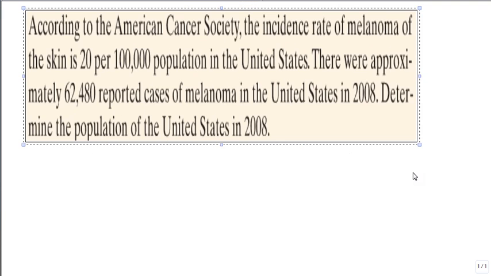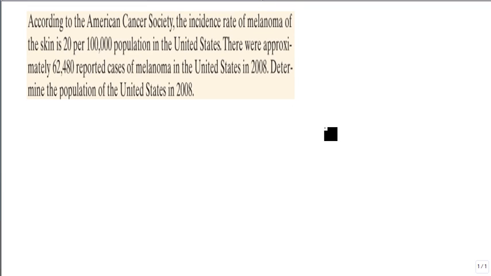Another example, not involving similar triangles but proportions as a whole, is the following. According to the American Cancer Society, the incident rate of melanoma of the skin is 20 per 100,000 population in the U.S. There are approximately 62,480 reported cases of melanoma in the United States in 2008. Determine the population of the United States in 2008. So we're going to set this up as a proportion.